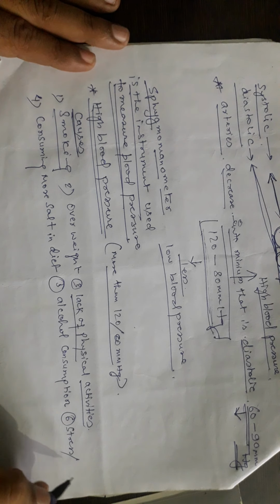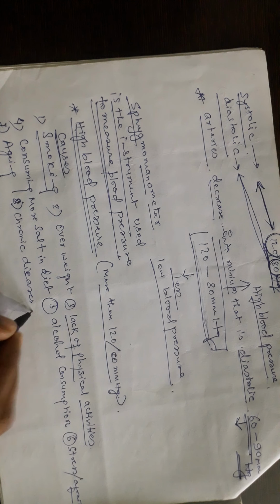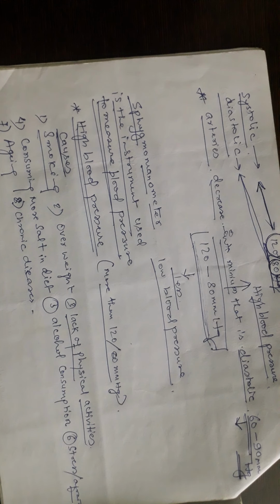Then number seven, aging. When people become old, they will have higher blood pressure than children. Then the next one is various diseases, which we can call chronic kidney or other diseases, which may also cause high blood pressure. And the next one is thyroid disorder.